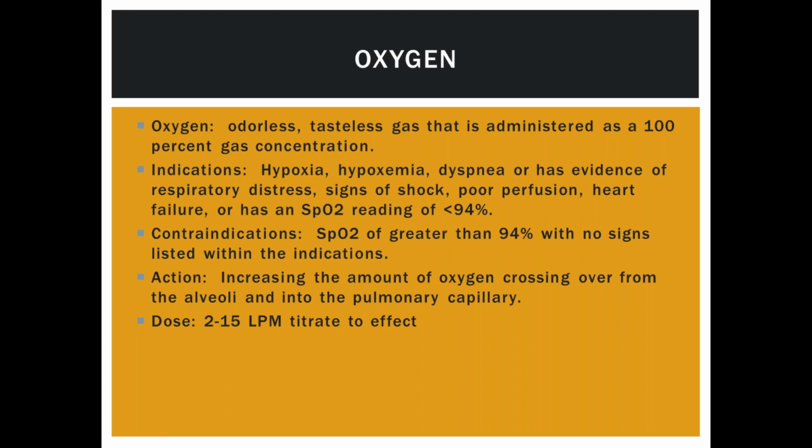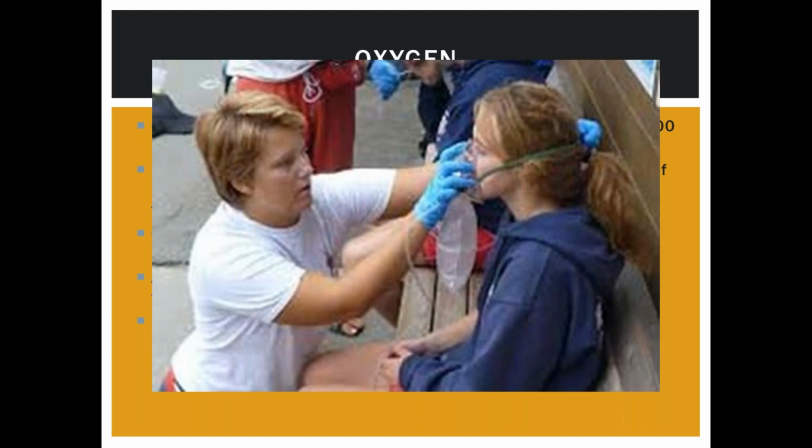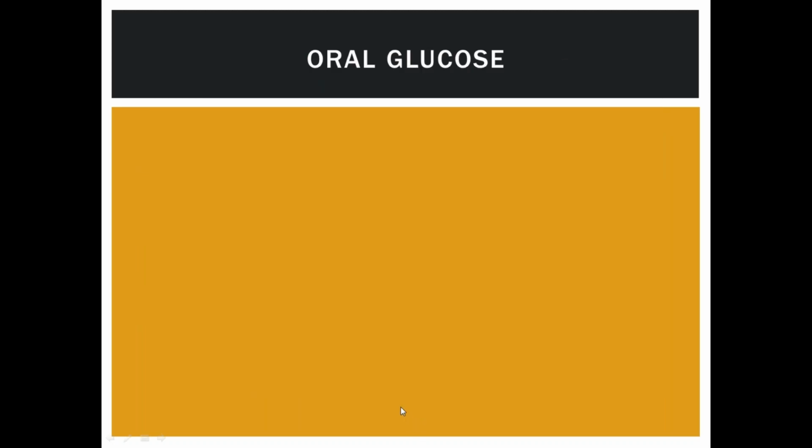Our oxygen dose is going to be between 2 to 15 liters per minute, depending on what oxygen delivery device we are using. So here, you can see a non-rebreather mask. It's going to be set between 10 to 15 liters per minute. Our route would then be inhalation, and inhalation is going to be our route for all of our oxygen therapies.